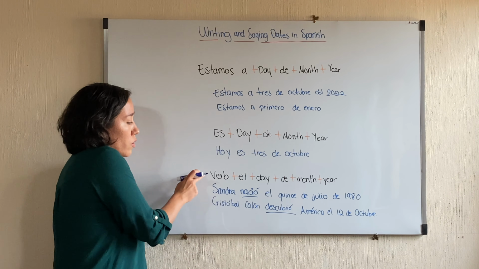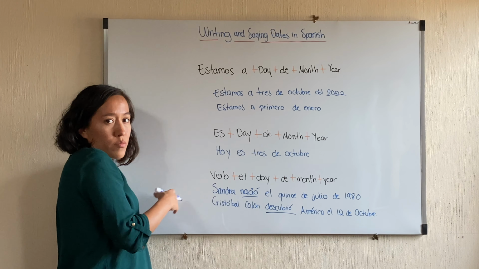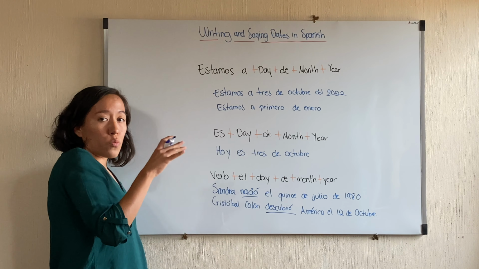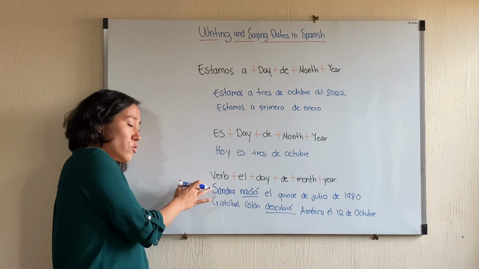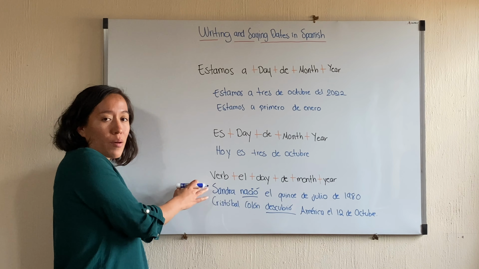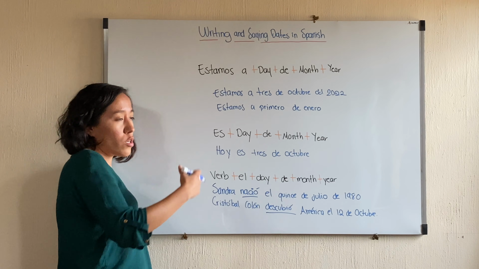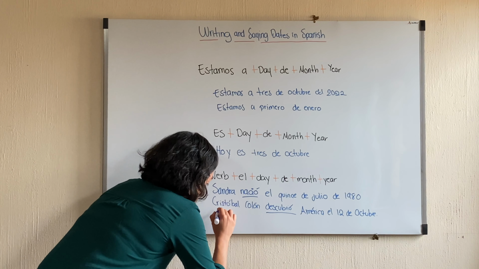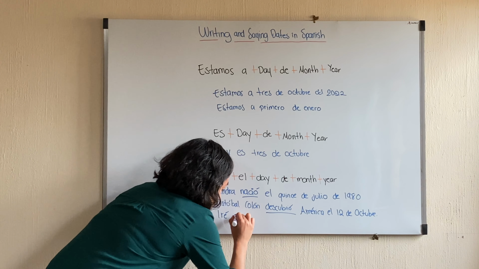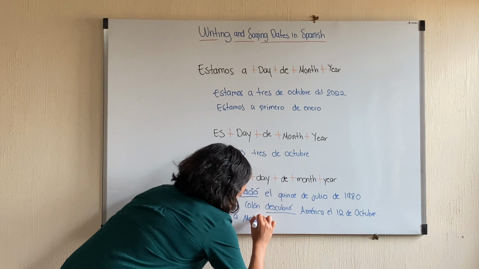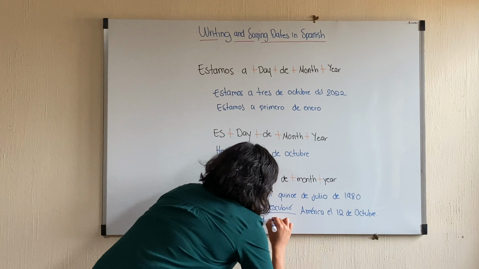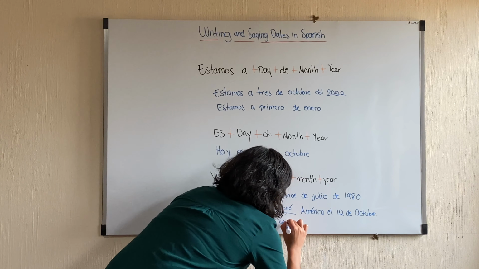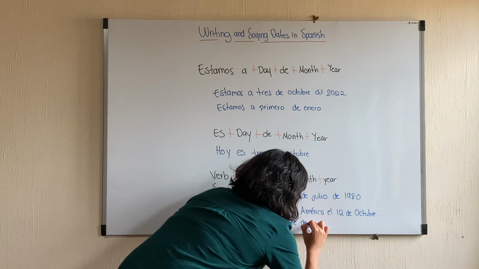So you can use this formula to say virtually anything you want. You can use it in the past to say when something happened. You can also use it in the future to express when you are going to do something. For example, iré a Madrid el 20 de enero.